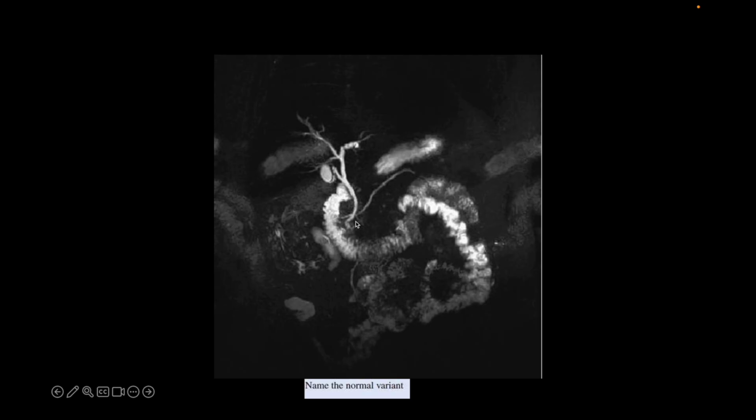Again, this is an image of pancreas divisum. The main pancreatic duct drains via the minor papilla into the duodenum rather than via the major papilla. This little duct here is still connecting with the CBD, draining the pancreatic head and then into the ampulla of Vater or major papilla.